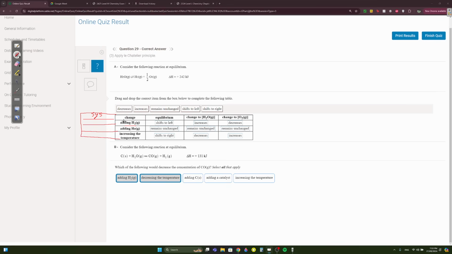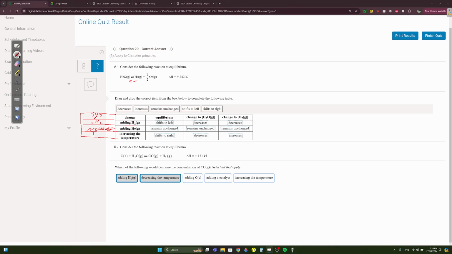If you're adding H2, what's the system going to do? It will decrease H2. If you want to decrease H2, you're obviously going to go backward, so it shifts to the left. What happens to H2O? It increases. What happens to O2? It decreases. Adding He, a noble gas: no change. Since it's a noble gas, unchanged, unchanged, unchanged.